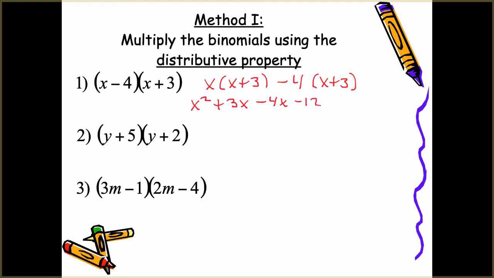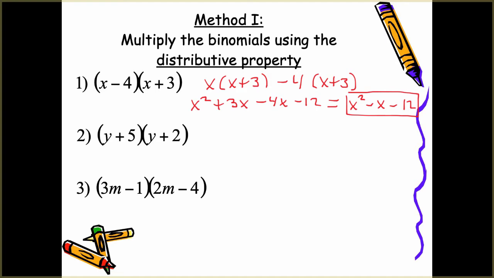Then we combine any like terms, and we make sure we write from highest degree to lowest degree. This is x squared. 3x minus 4x is a negative 1x, or just negative x, and a negative 12. This is the answer when we multiply x minus 4 times x plus 3. And this is a quadratic trinomial.